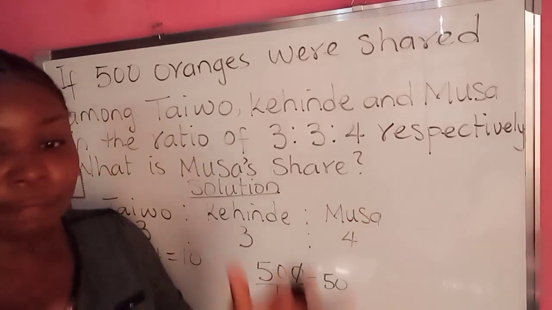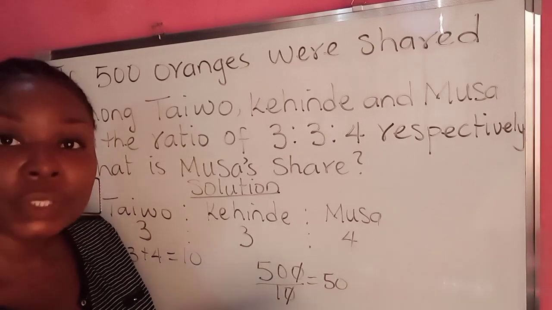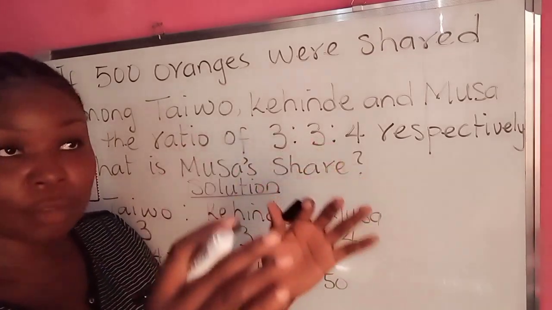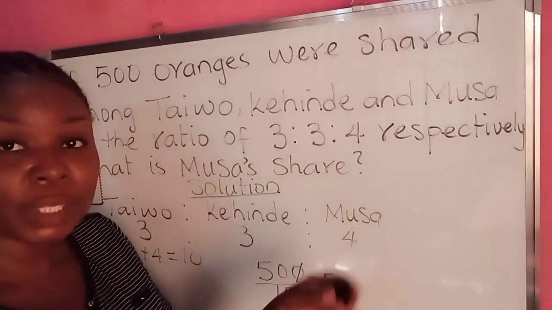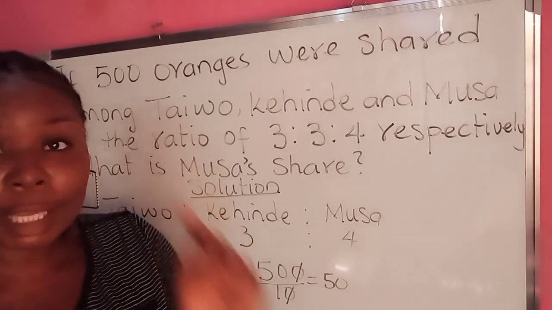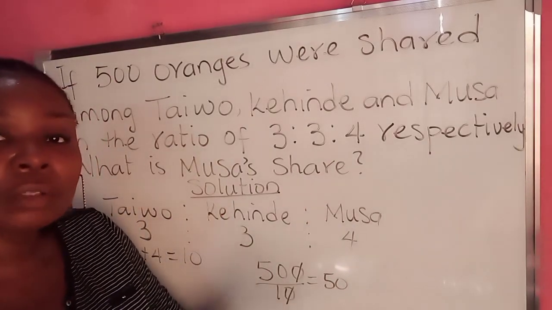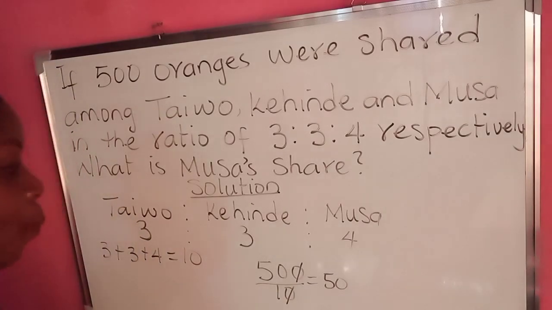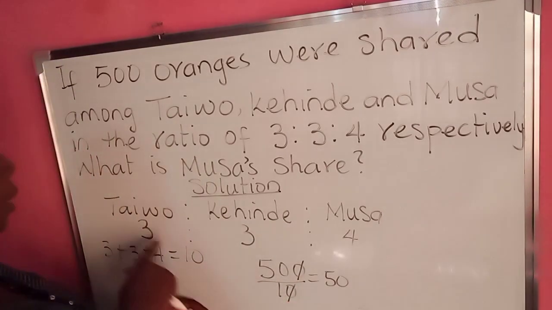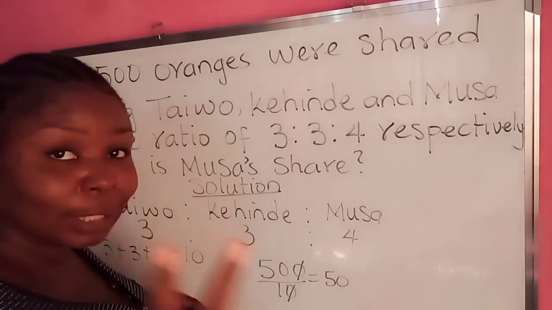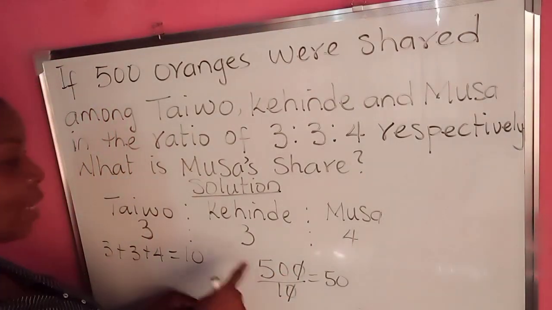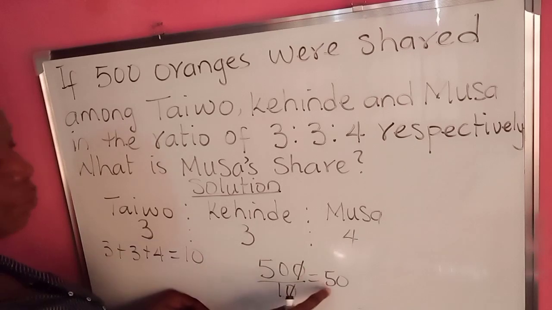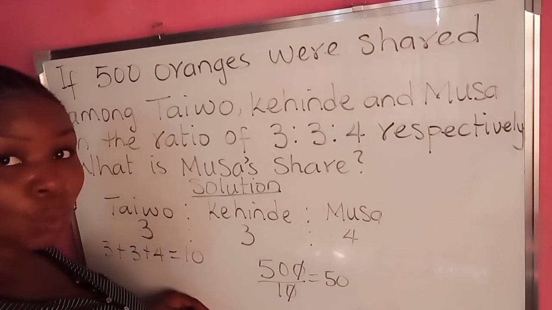So a heap of 50 oranges. They count 1 to 50 oranges and heap it, that's one share. 1 to 50 again, they heap it, that's one share. So they did that until they got 10 different heaps of oranges. So having known that, Taiwo will come and pack 3 heaps of 50 oranges. So that's 3 times 50, which gives 150.